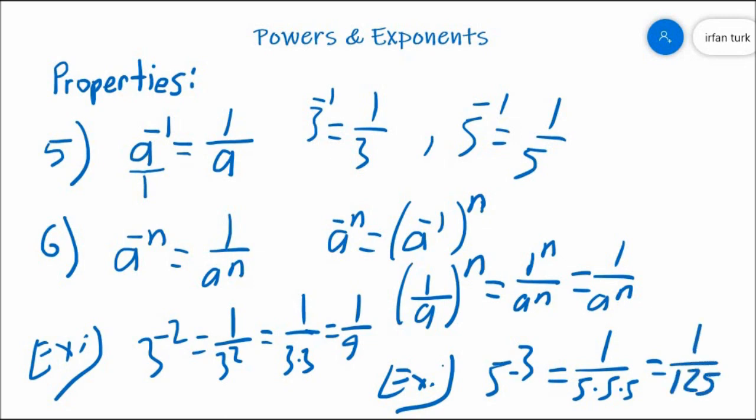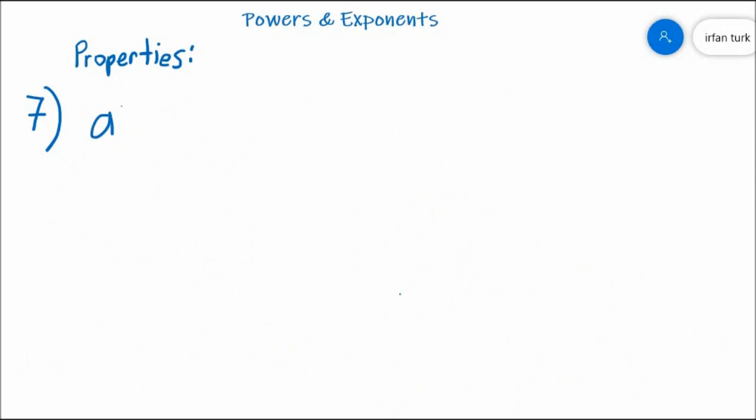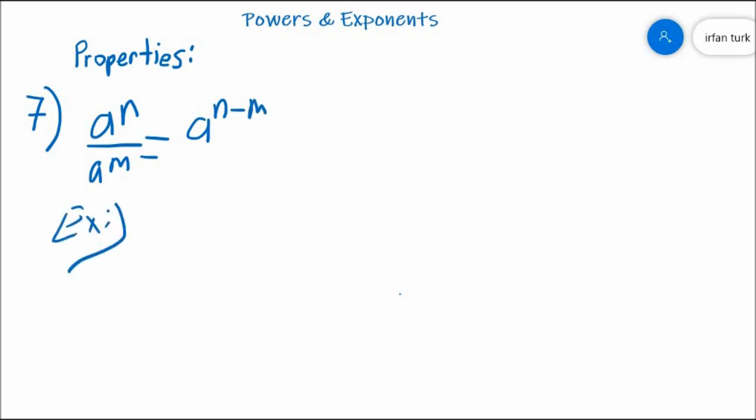And now let's take a look at the seventh property. A to the power of n divided by a to the power of m. Here the bases are same, so we just subtract the exponents. So this is going to be a to the power of n minus m. Let's take a look at an example. Suppose that we have 5 to the power of 6 divided by 5 to the power of 3. What you can do is this is going to be equal to 5 to the power of 6 minus 3.